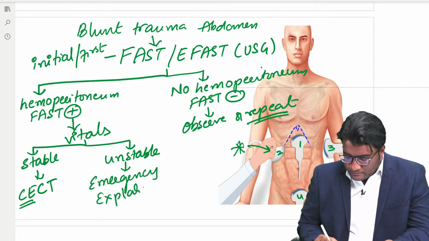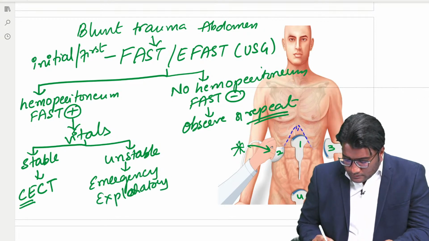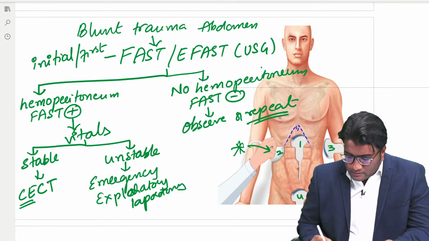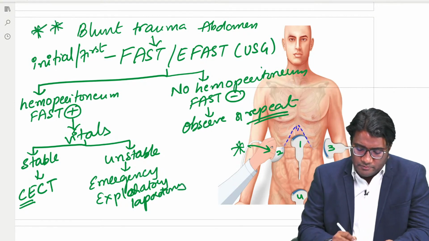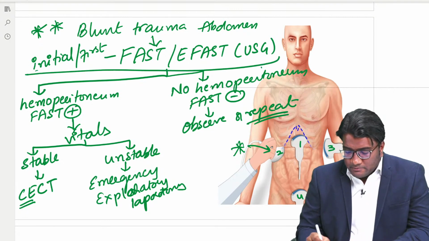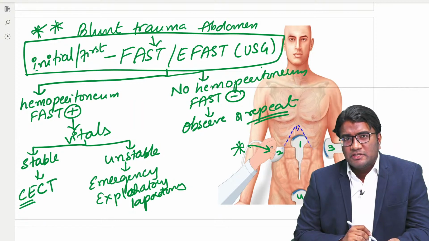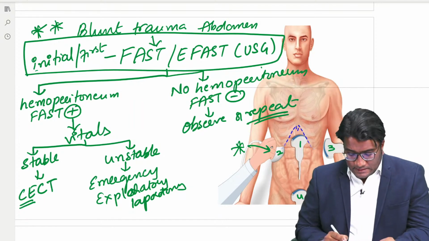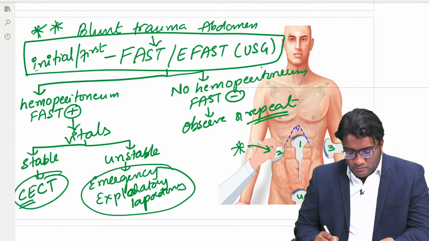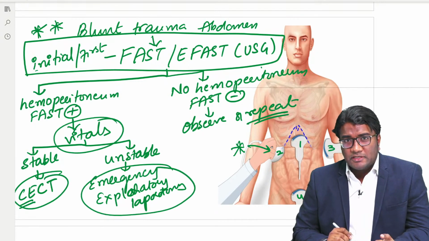And this is a very important flowchart that I want all of you to remember. Whether the patient is stable or unstable, the first investigation has to be FAST. Okay, the first investigation that you do has to be an ultrasound or FAST. To know whether you go for CECT or whether you go for emergency laparotomy, check the patient's vitals. If the patient is stable, go for a CECT. If the patient is unstable, right? Go for emergency laparotomy.